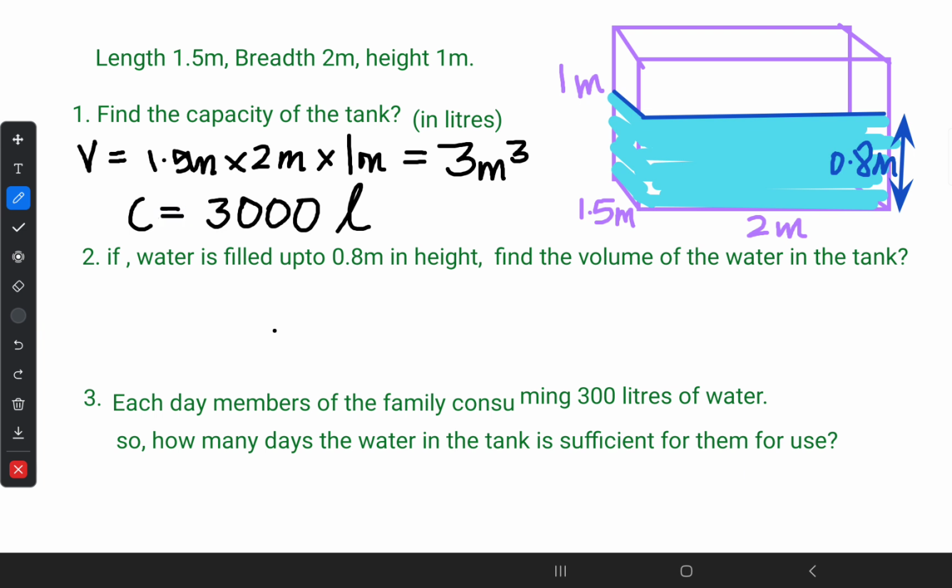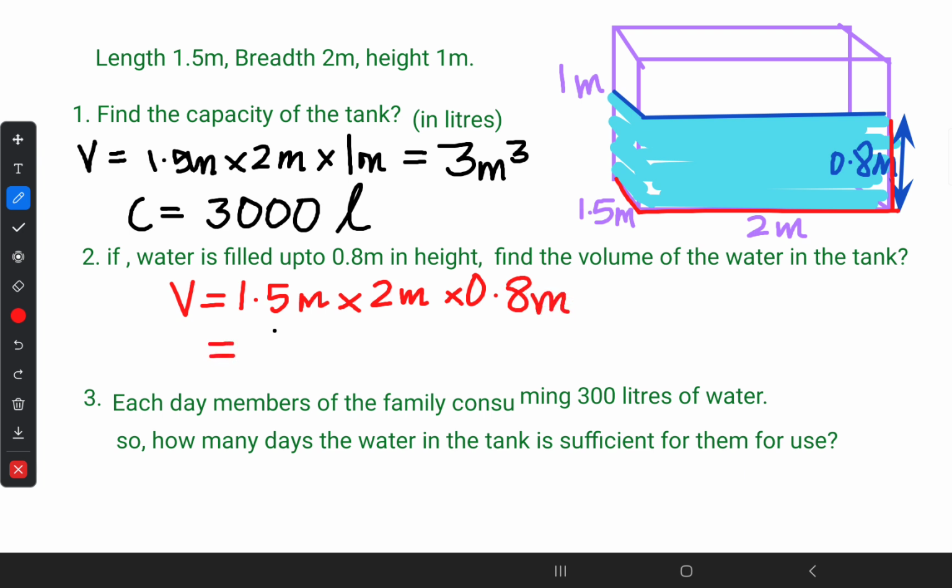Thereafter, if water is filled up to 0.8 meter in height, find the volume of the tank. Okay. So this tank is not fully filled. Only a portion of the tank is filled. That means the length and breadth are the same. The height of the water column is 0.8 meter. So to find that volume, you should consider the length and breadth do not change. So, 1.5 meter times 2 meter times the height of the water column, that is 0.8 meters.